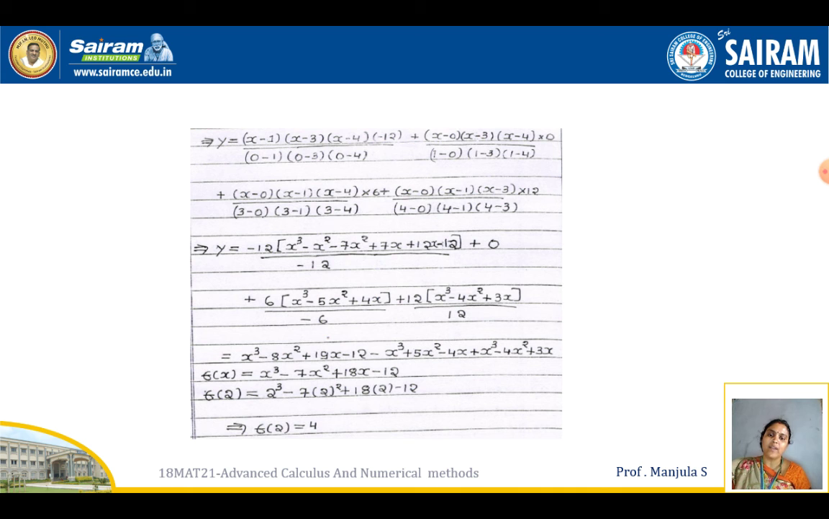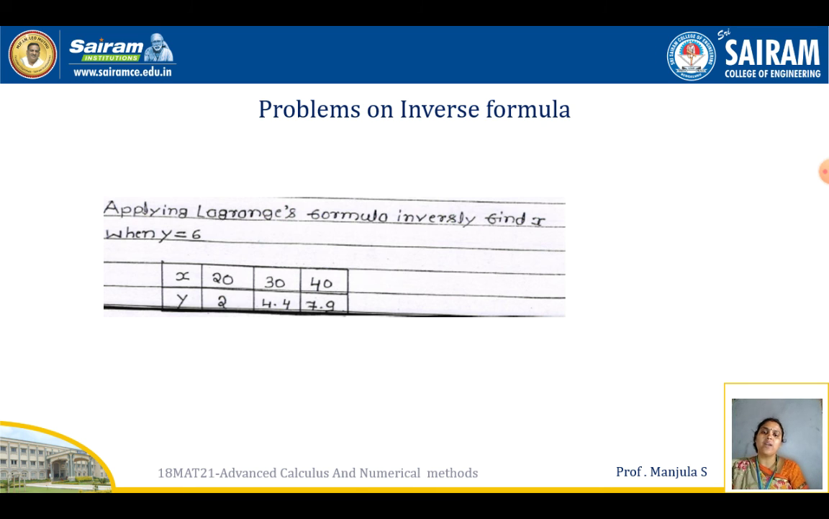They asked us to find the value of f of 2. So you just substitute x as 2 here. On simplification we are getting 2 cube minus 7 into 2 square plus 18 into 2 minus 12. On simplification we are getting the value of f of 2 is 4. This is our required solution.